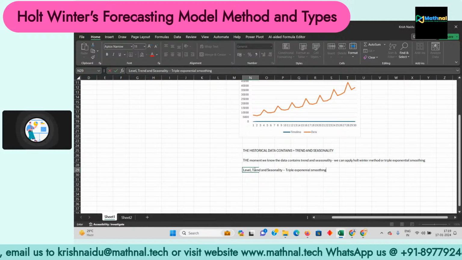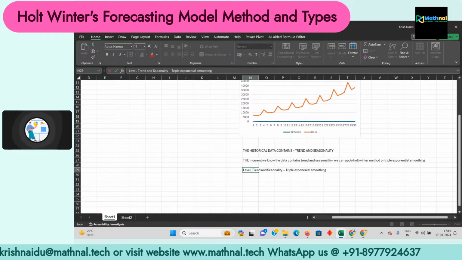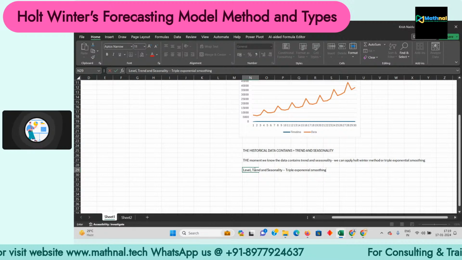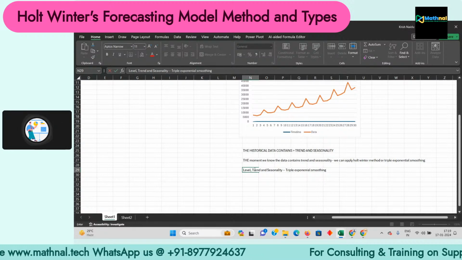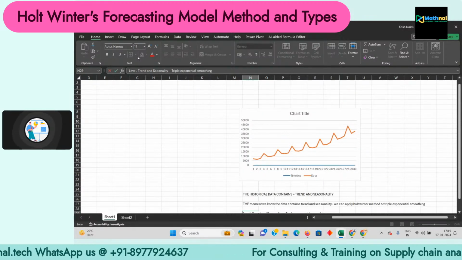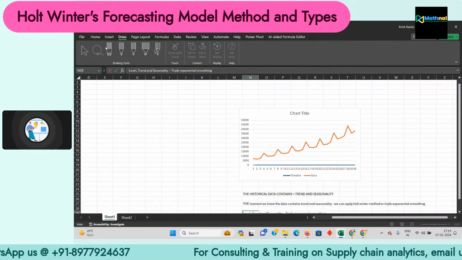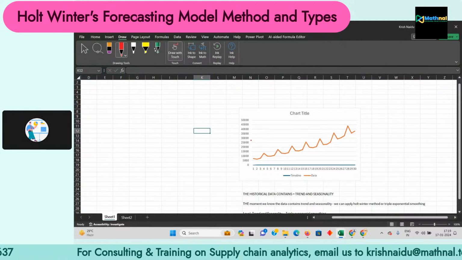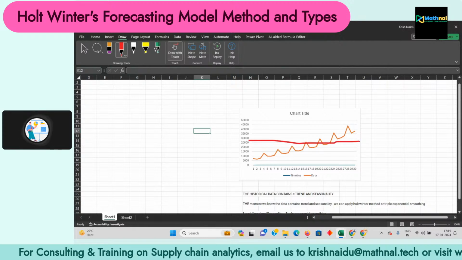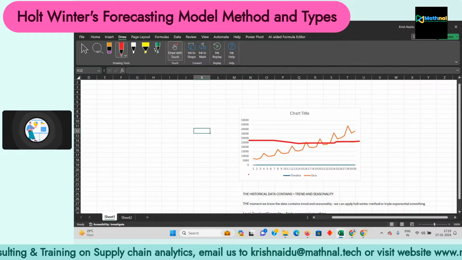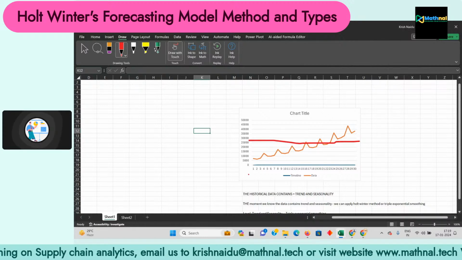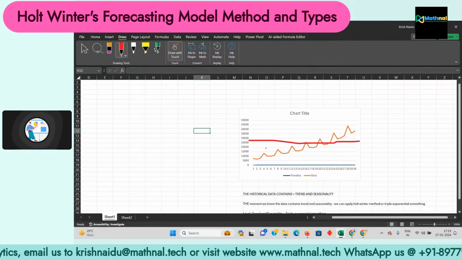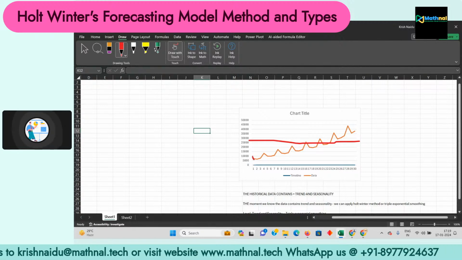That's the reason why we call it triple exponential, because we have three different time series patterns, that is level, trend, and seasonality. Or level we can also call as irregular. Now if you look here, I will draw a level line here. This is my average, right? It's not a straight line because I'm not using a perfect scale for this. This is my level.